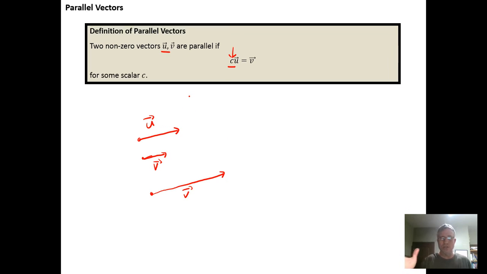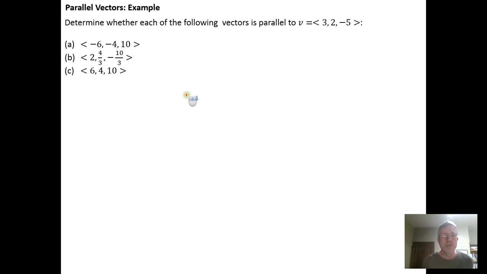If you can stretch or compress a vector, or even reflect a vector, so that the two vectors are now exactly equal to each other, then they have to be parallel. So we can use that idea to determine whether we have parallel vectors or not.